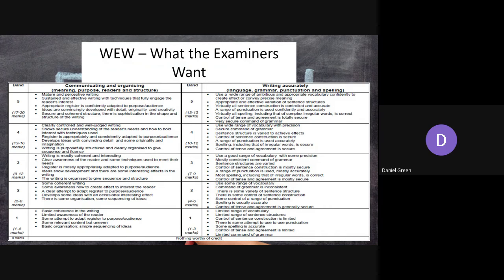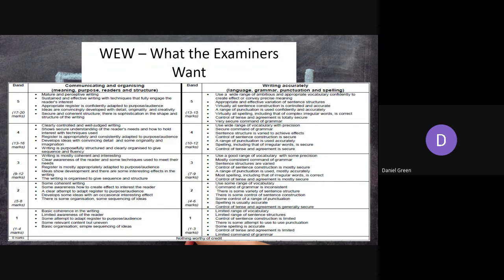Virtually all spelling, including that of complex irregular words, is correct. Now, they will drop you marks if you constantly spell things incorrectly. There's no way around that. But it says there virtually all. You can make 1 or 2 errors and still get into band 5.